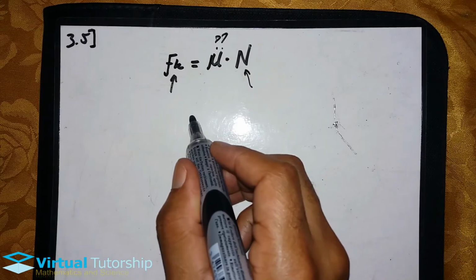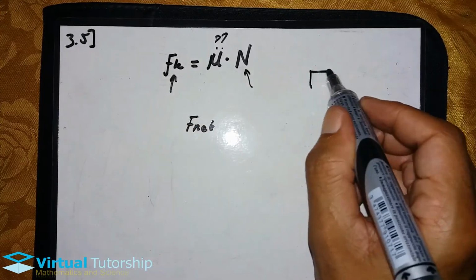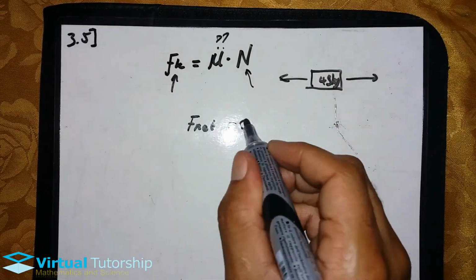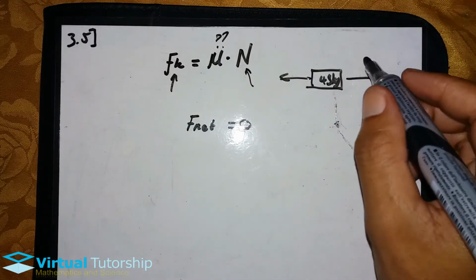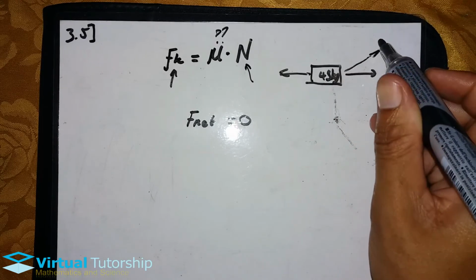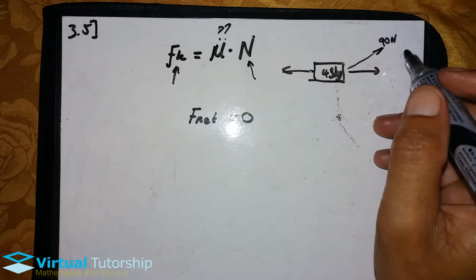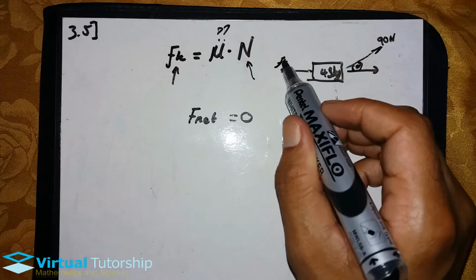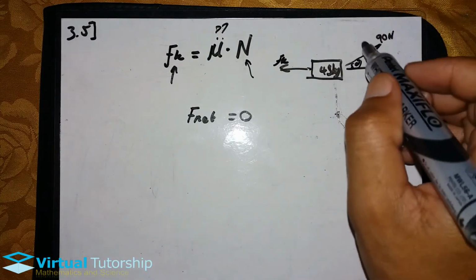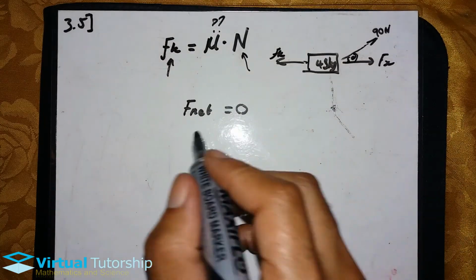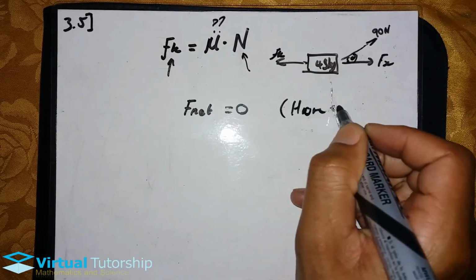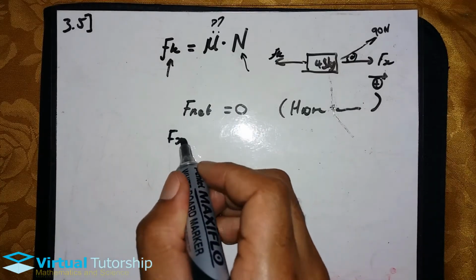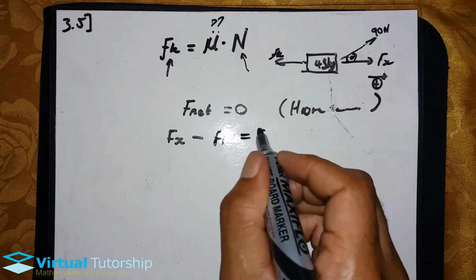So if an object moves at a constant velocity, F net horizontally, for the 45 kg object, is going to be equal to 0 because the object moves at a uniform or constant velocity. But because the force is applied at 90 newtons at an angle of 50 degrees, horizontally I will consider only Fk and Fx, which is the horizontal component of the 90 newton force. So F net is equal to 0, and F net horizontally is equal to what? I take right as positive, so it's going to be Fx minus Fk, which is equal to 0.